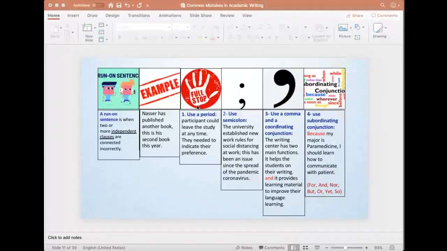has all the necessary parts. So we shouldn't let that sentence float alone within the paragraph, but we have to put a full stop. So, participants could leave the study at any time. This is a full sentence, so there is a full stop here. They needed to indicate their preference, and this is also another full sentence.